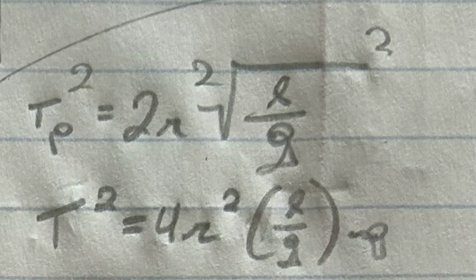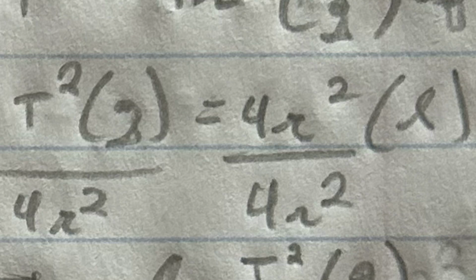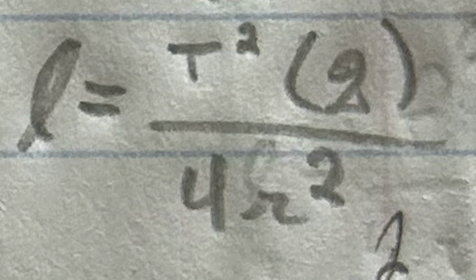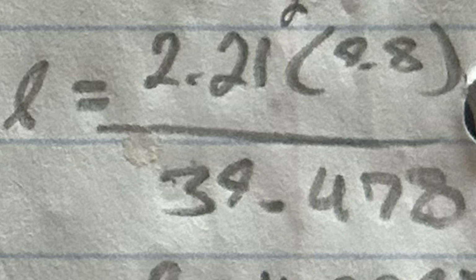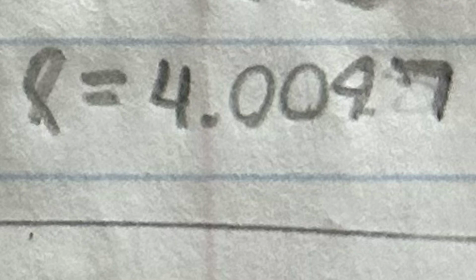First, we squared everything to get rid of the square root. You get T sub P squared equals 4 pi squared times L over G. Then we multiplied by G on each side to get T squared times G equals 4 pi squared times L. Then we divided both sides by 4 pi squared, and we got L equals T squared times G over 4 pi squared, which when we plug our numbers in, we ended up getting L equal to 4.0097 feet.